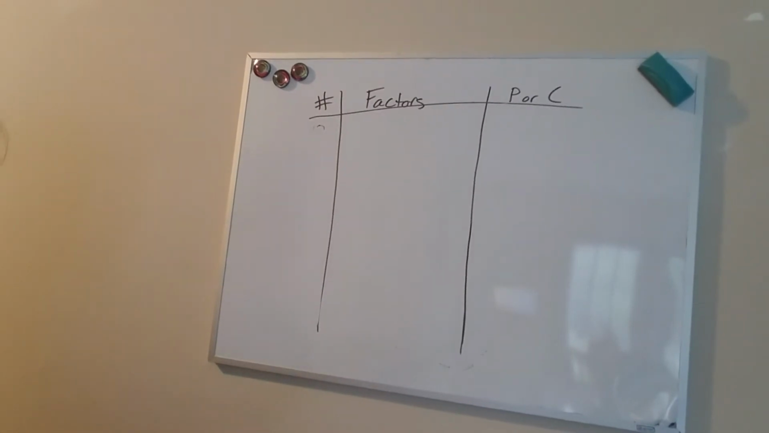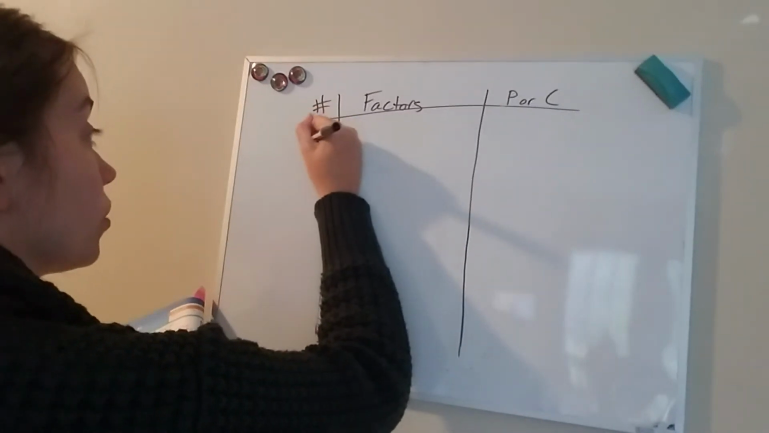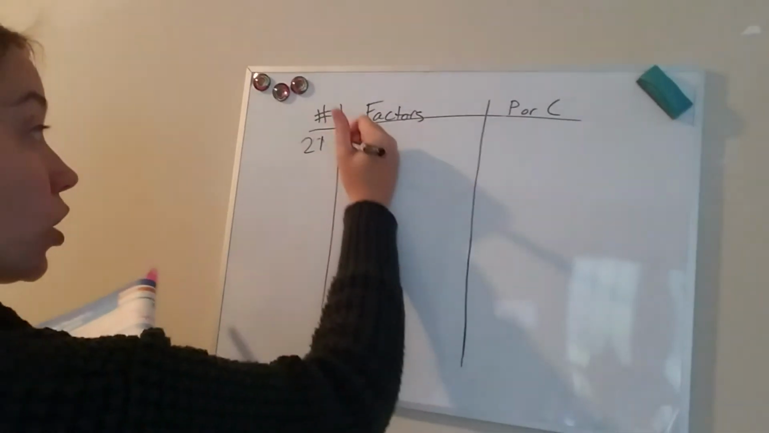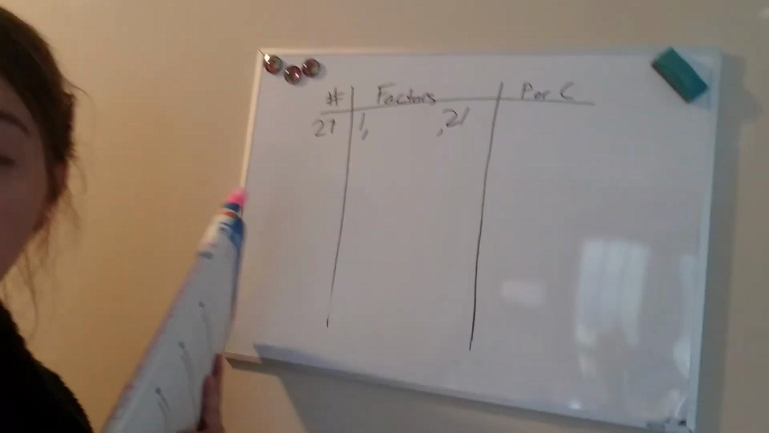All right, so now we start at the top of the next column, which is 21. We have 21. Now we know we have 1 and 21. What other numbers? Can 2 go into it?